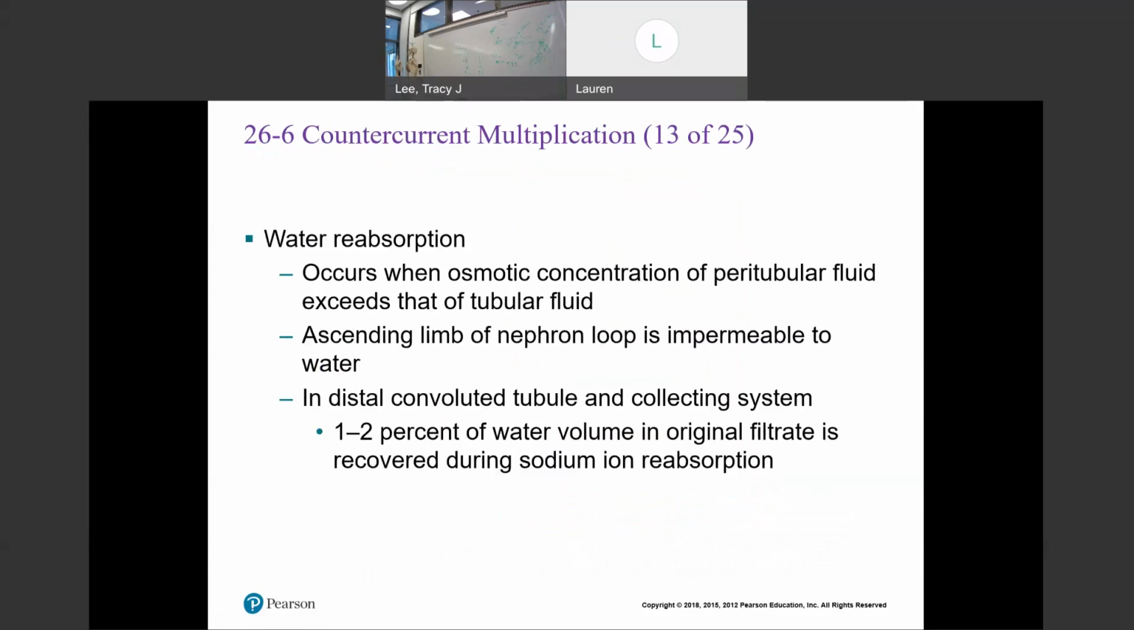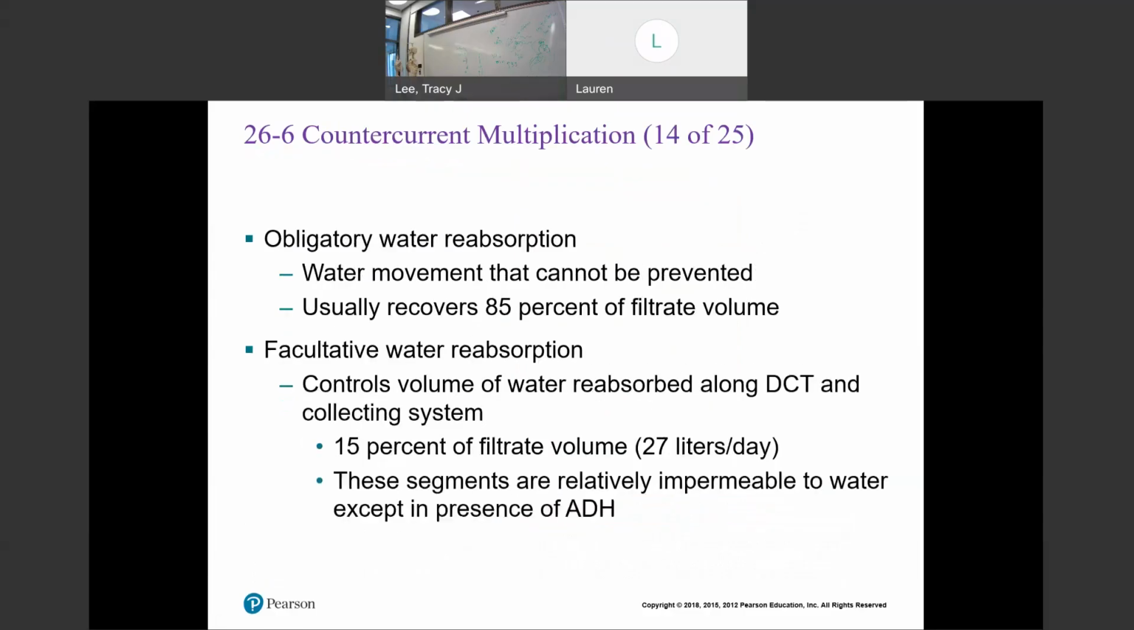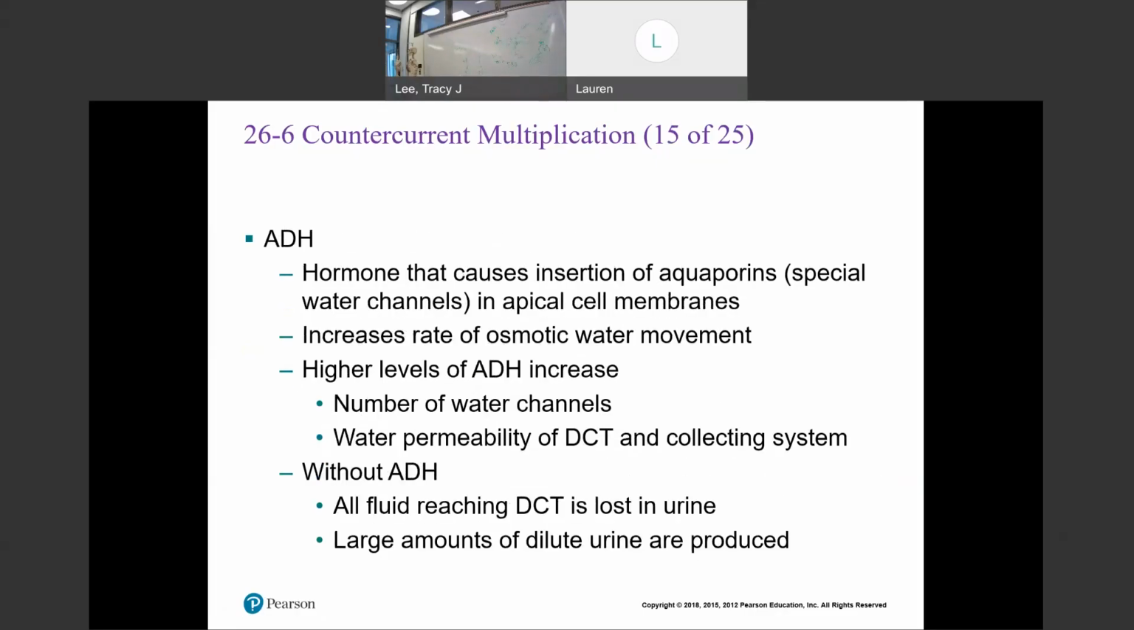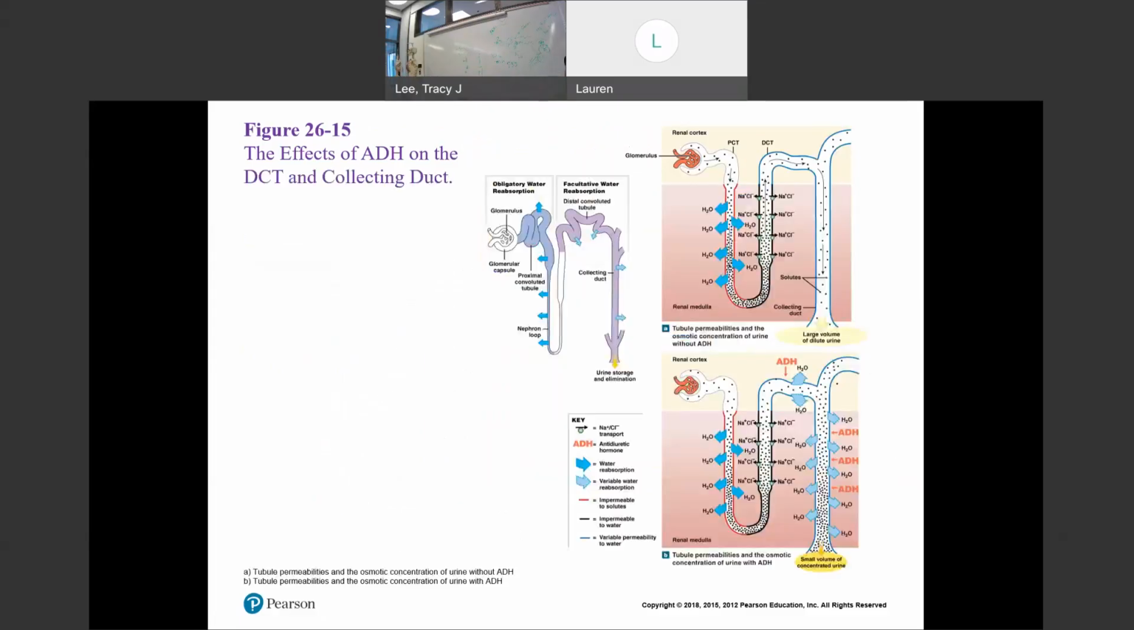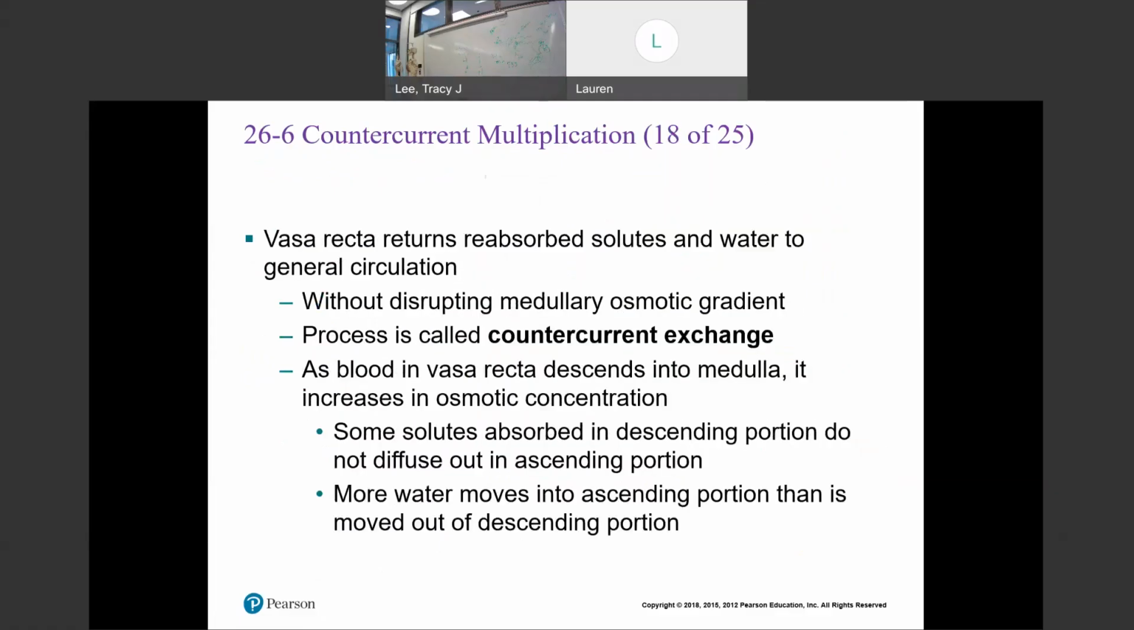All right, now just a couple terms to know. Obligatory water reabsorption. This is just water movement that can't be prevented. It's going to move down the concentration gradient and it can go through the tissues. Facultative, this is where we can control it using hormones. So this is the obligatory. This is facultative over here. We know what ADH does. So I'm going to cruise through all of this.